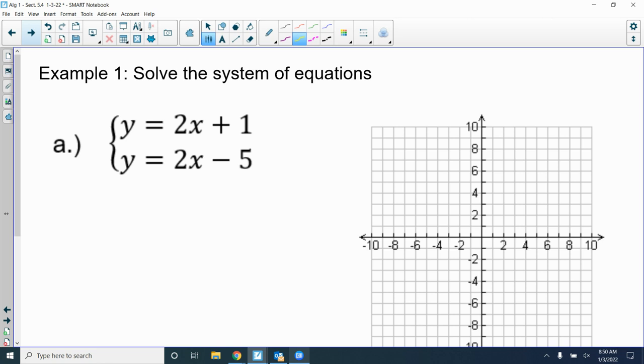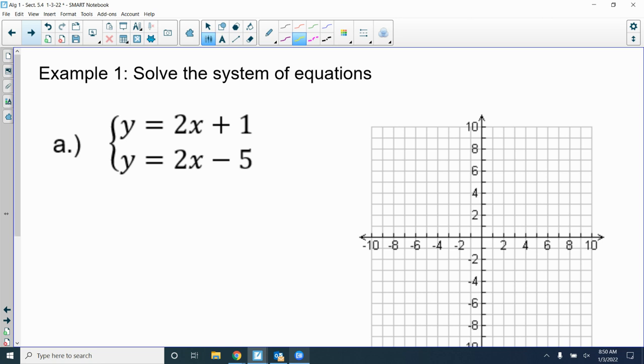The slope's different. Okay, what's the slope for the first one? 2. What's the slope for the second one? 2. So are the slopes different? Oh, no, they're the same. Do they have different y-intercepts? Yeah. So what's that tell me? No solution. It's going to be parallel lines.